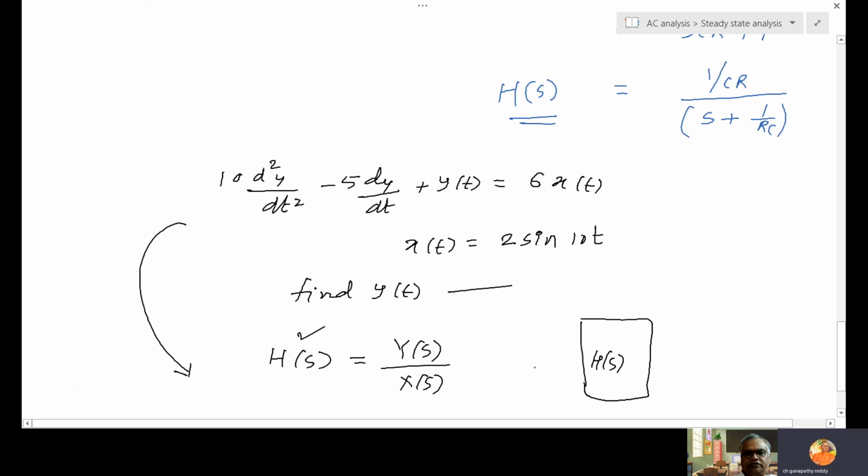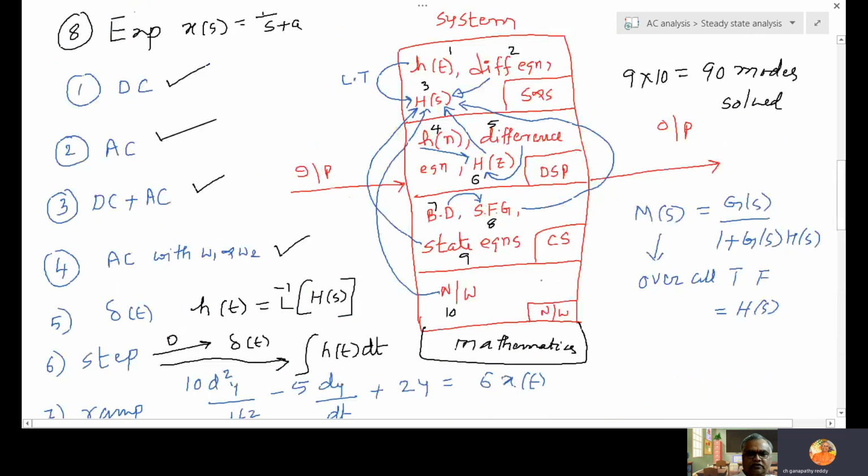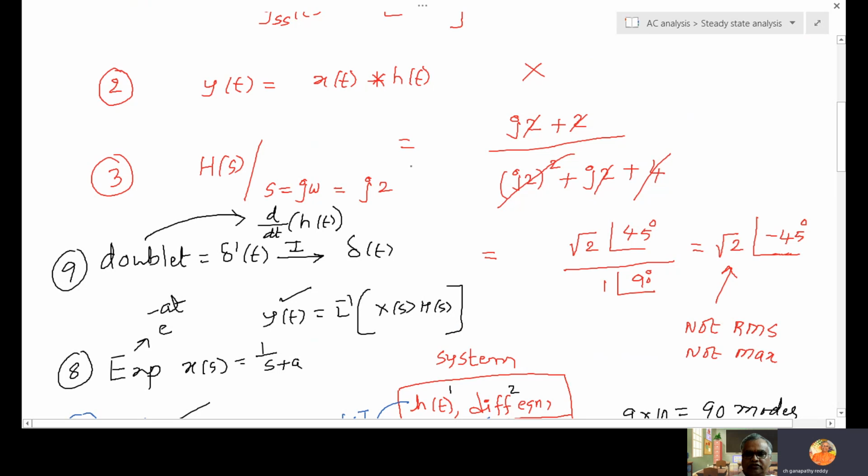H of s you got it. What is the input given? 2 sin 10t is given. So already one problem is solved, now with the input AC. How to find the output? If you do this, in 1 minute you can solve. But using the math procedure, it takes 4-5 minutes. So this is the technique you can apply. I summarized it, even including mathematics also. So 9 into 11, 99 models. That is the specialty of this problem.